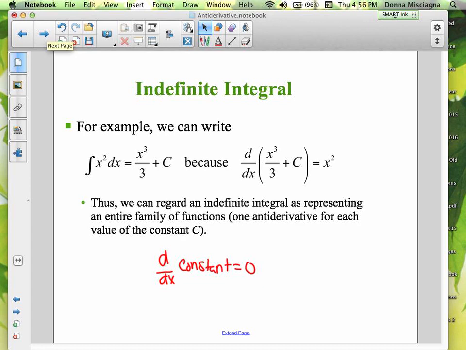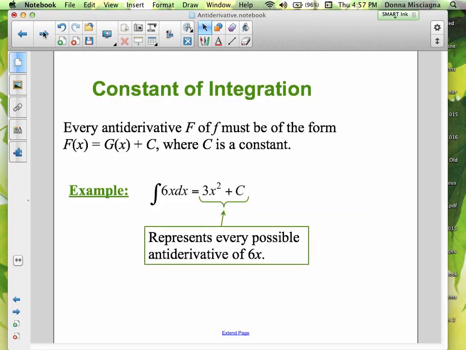Okay? So because there could be a constant that we don't know about, we can regard an indefinite integral as representing an entire family of functions, one antiderivative for each value of the constant c. So we put a plus c in there because they can differ by a constant. There could be a constant there that we don't know about. So for every antiderivative, f must be of the form g of x plus c, where c is a constant.